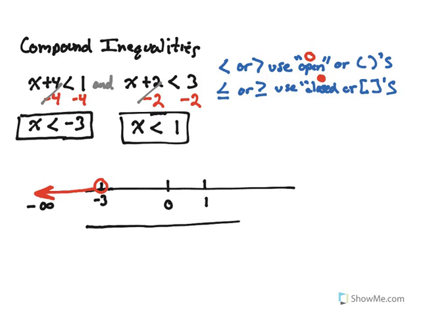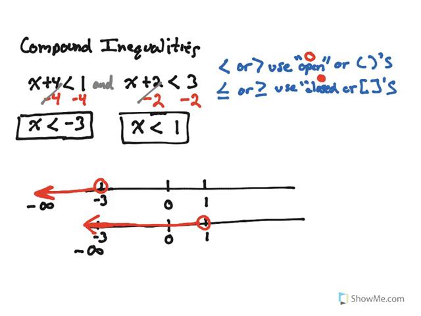And I want to put these on separate graphs so you can see what happens. All right, 1, again, less than is an open circle. So I'm going to put an open circle over 1. And anything less than that is going to be shaded to the left as well. And that's also in the negative infinity direction. Does that make sense? Okay.